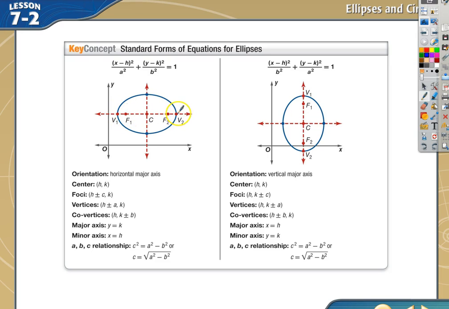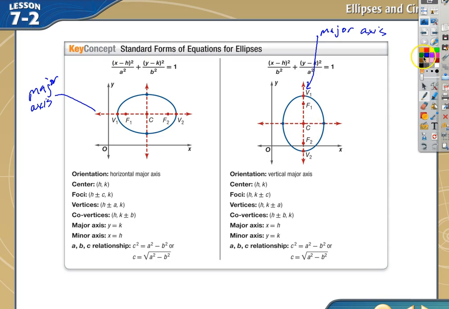We call that the major axis because it's the large one. So this one here is my major axis. And guess what the short one's called? You're right, the minor axis. This one over here is the minor axis.